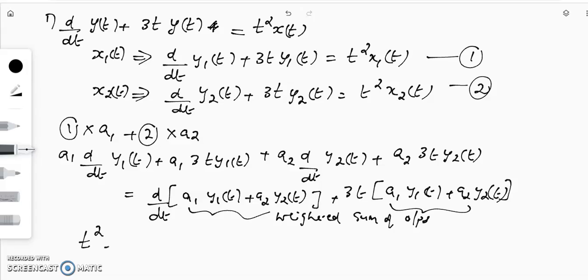t square into a1x1t plus t square into a2x2t.